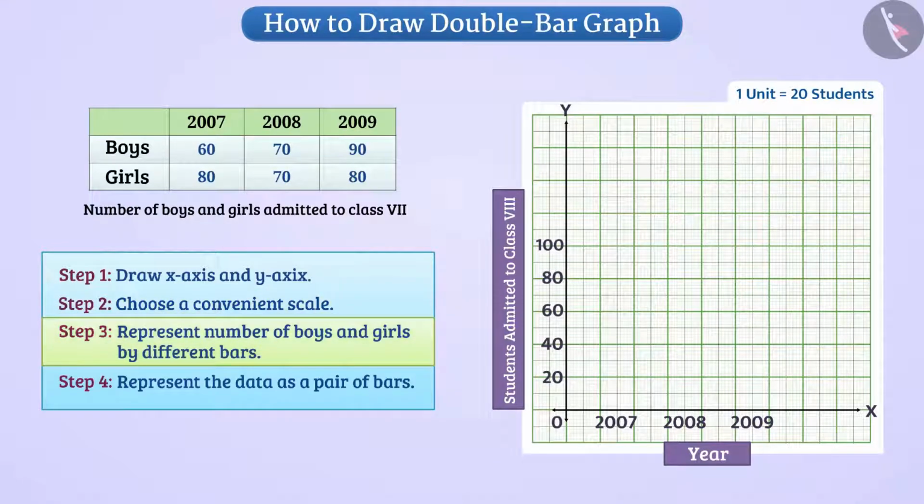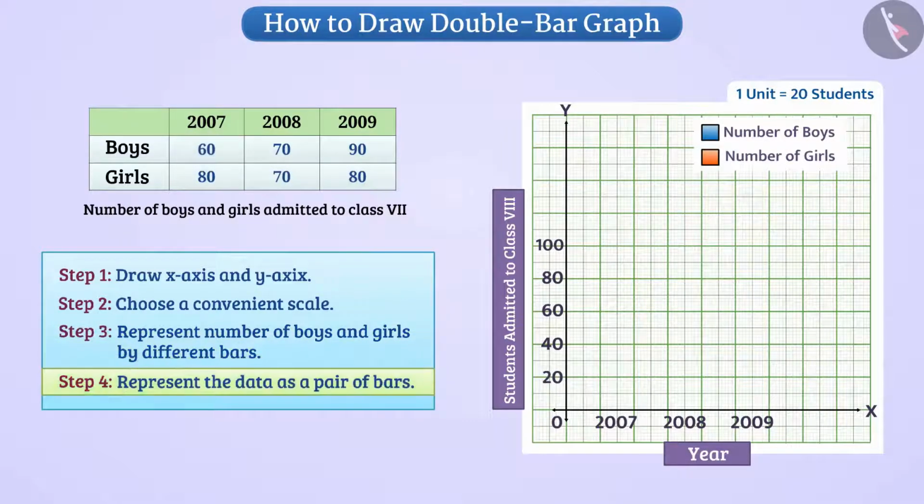Step 3. For showing the number of boys, we will take color of bars like this, and for showing number of girls, we will take bars of this color. Step 4. Now we will represent the data as a pair of bars. To show that there were 60 boys and 80 girls in class 8 in 2007, we would draw the bar representing number of boys 60 and with this also, draw the bars representing number of girls 80. Similarly, we will represent the data of all the years in the form of double bar graph.